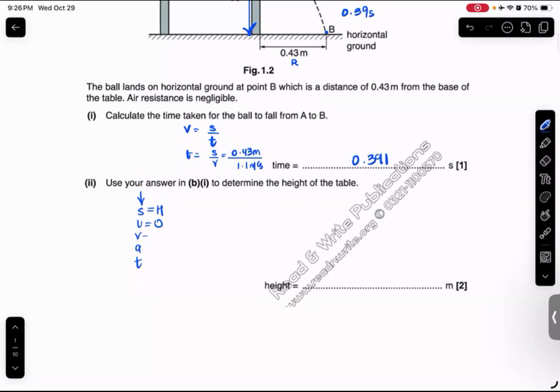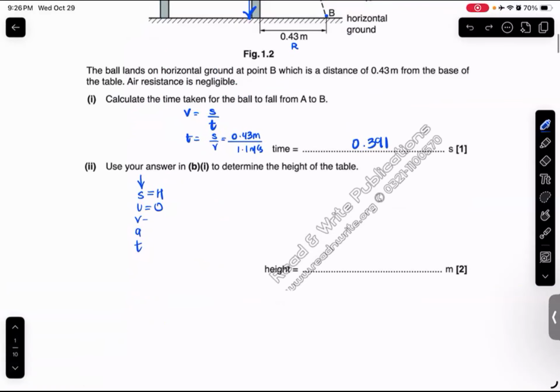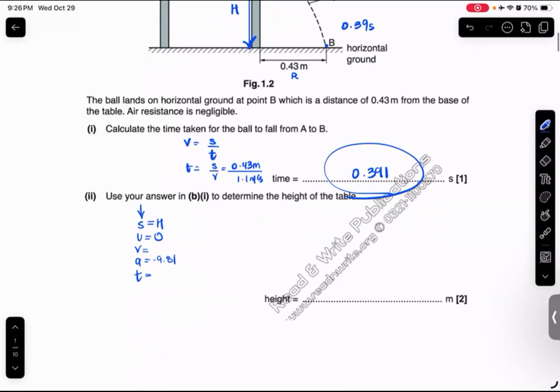What is v? Can we find out v over here? Basically, we're trying to find out what Vy is over here. We can actually find that out, but we might not need it. Okay, v, we'll leave it as unknown for now. What is acceleration? It's just minus 9.81. And what is t? t is exactly this, 0.391.